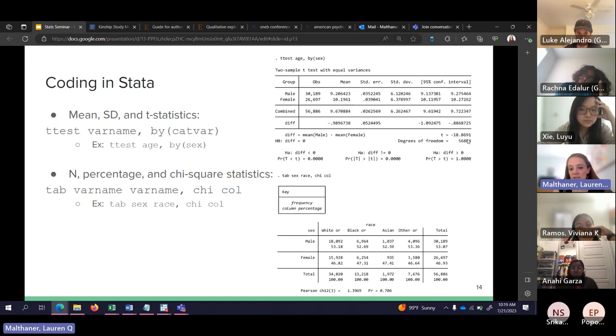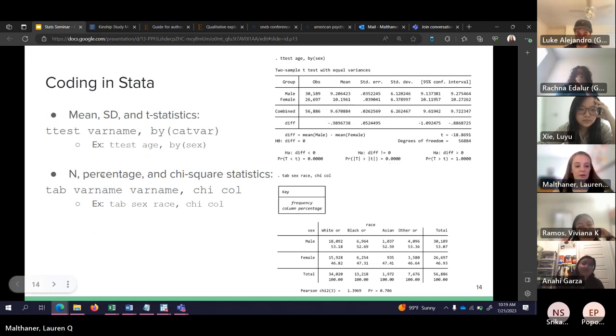It gives us our t-test statistic, and we're just looking at the difference between means. Are they different? So we're going to look at whether or not the difference equals 0, and we can see here that there is a p-value of less than 0.05, so we would say that there's a significant difference in means of age between males and females.